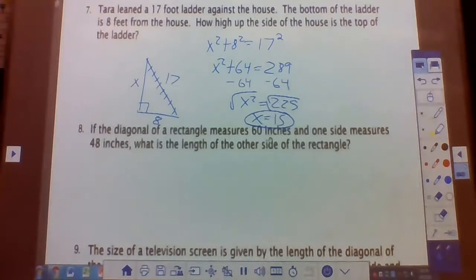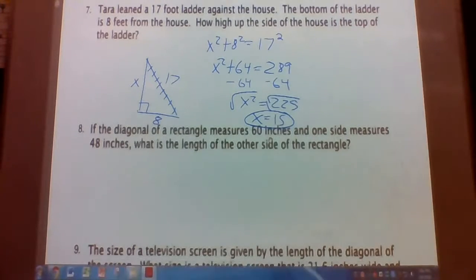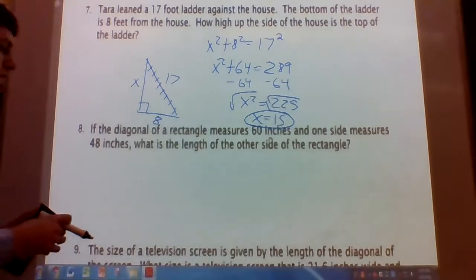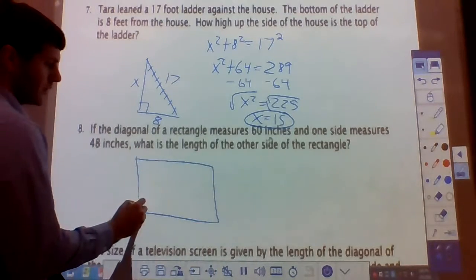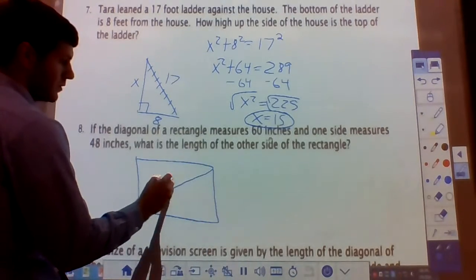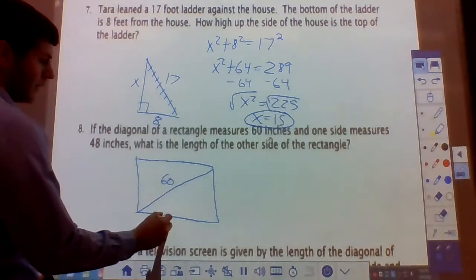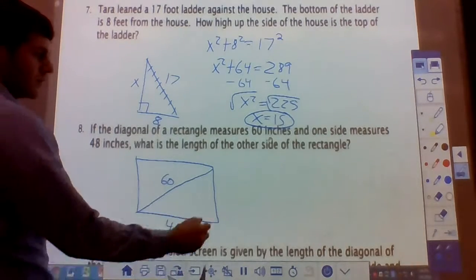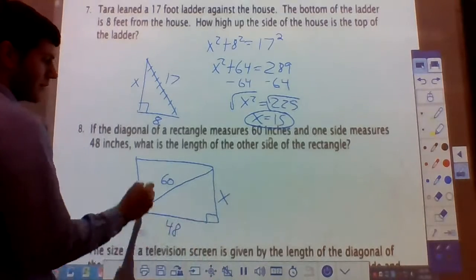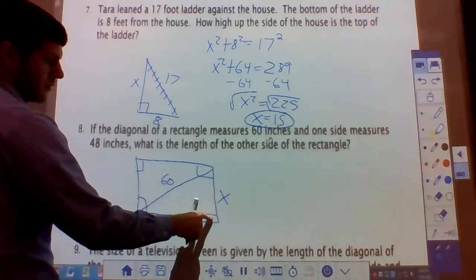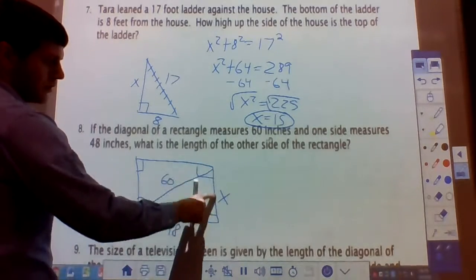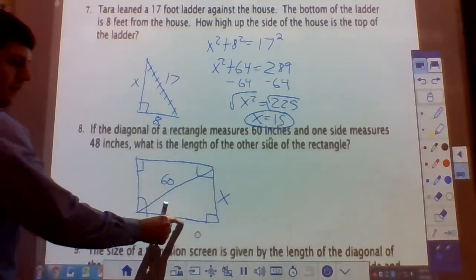Number 8. If the diagonal of a rectangle measures 60 inches and one side measures 48 inches, what is the length of the other side of the rectangle? So if the diagonal of a rectangle measures 60 inches, so here's a rectangle. If the diagonal measures 60 inches and one side measures 48 inches, what's the length of the other side? So again, it's a rectangle, so all the angles are right angles. So here we have a right angle. So here's our triangle. Okay, hypotenuse is 60, the legs are 48 and x.